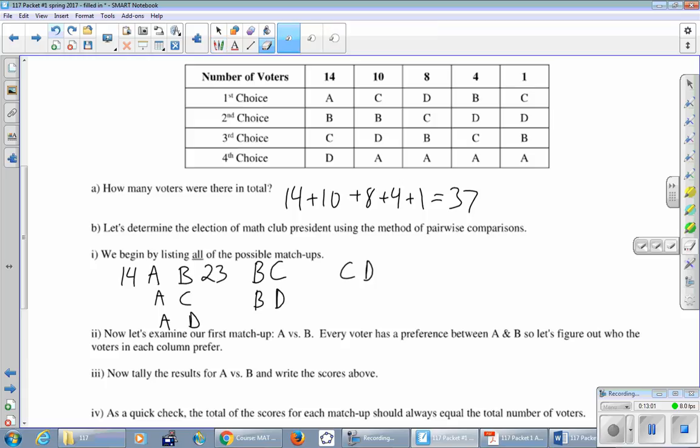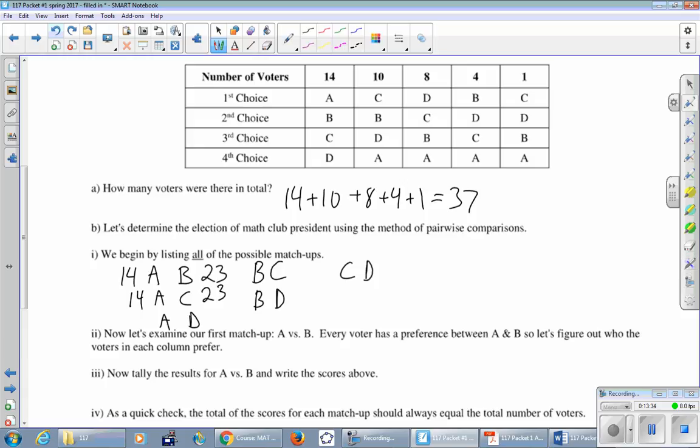Let's start by looking at the next matchup, which is A versus C. This first group of 14, A or C, well, they think that A is the best, so we're going to give A 14 votes right there. Looking at the next group of 10, A or C, C is above. A or C, C is above. A or C, C is above. A or C, C is above. So all of these people think C is better than A. So 10 plus 8 plus 4 plus 1, that is also 23.